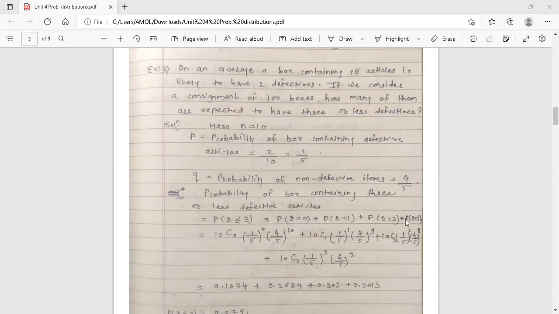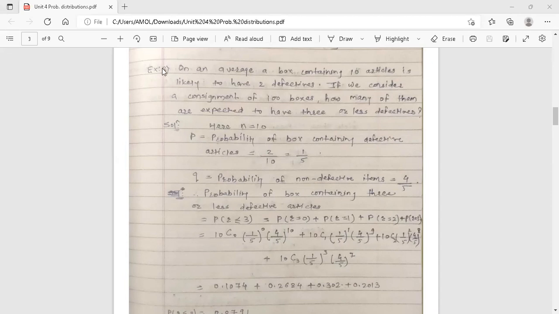Today's topic is binomial distribution. Actually, we have started this topic in the previous lecture. We have discussed the formula of binomial distribution and solved a few examples. Now, in this lecture also, we are going to discuss a few examples on binomial distribution.